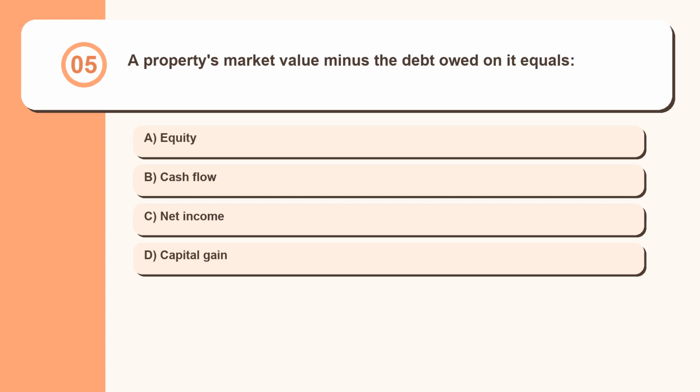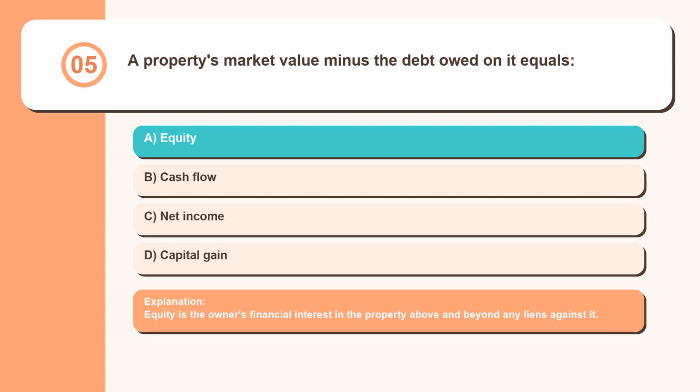Question 5. A property's market value minus the debt owed on it equals equity, cash flow, net income, capital gain. Equity is the owner's financial interest in the property above and beyond any liens against it.